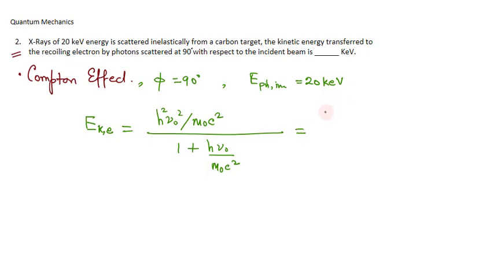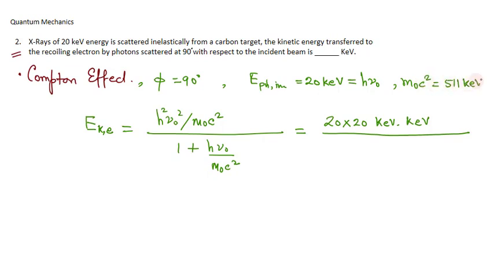Here you just directly substitute the values. h mu naught is the incident photon energy, which is given to be 20 kilo electron volt, multiplied by 20 kilo electron volt. I always write this so that I do not miss any power. Divide by m naught c square. What is the value of m naught c square? It is 511 kilo electron volt, the rest mass energy of the electron. So divide by 511 kilo electron volt, 1 plus 20 by 511 kilo electron volt divided by kilo electron volt.